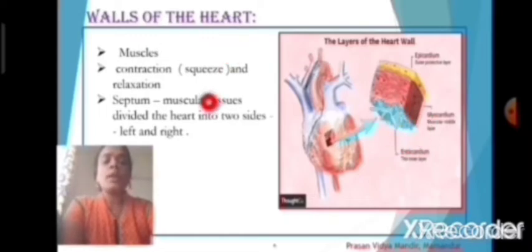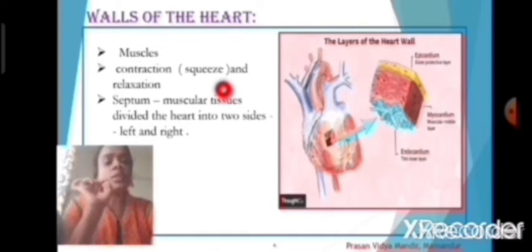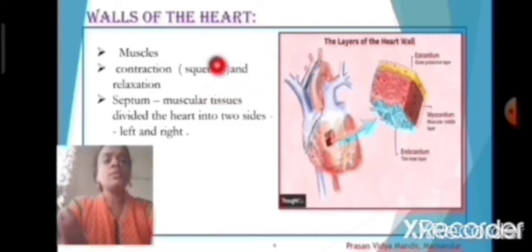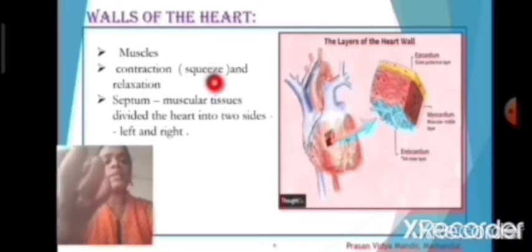Now coming to contraction and relaxation. So the muscle function is contraction and relaxation. Imagine you have a balloon filled with water and it has tiny pores. What will happen if you squeeze that? The water inside comes out. In the same way, in the chambers of the heart, due to the contraction of these muscles, the blood is passed from one chamber to another chamber in the heart.